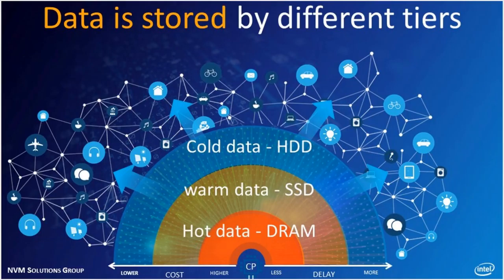Hot data is closer to the CPU. It involves new workloads that require fast and constant access to the data. Here, there are many TAM expansion opportunities with real-time analytics, like we saw with the University of Pisa, and machine learning. Typically, DRAM is used today because it's super fast, but of course, it's relatively more expensive.